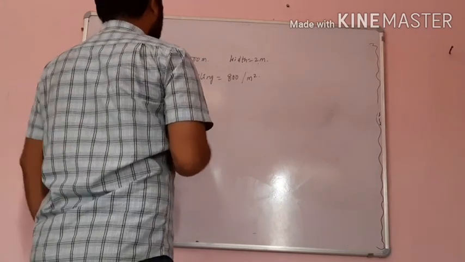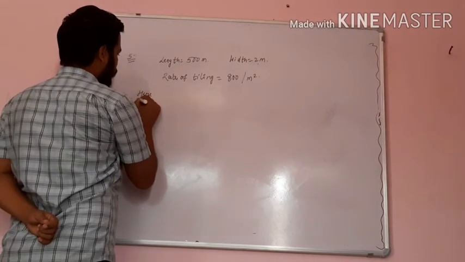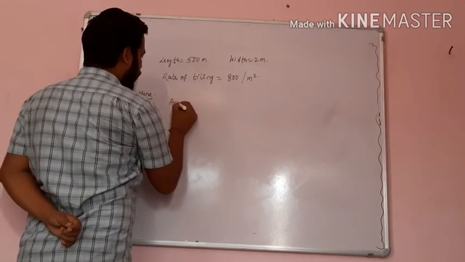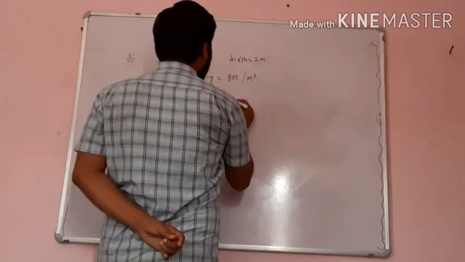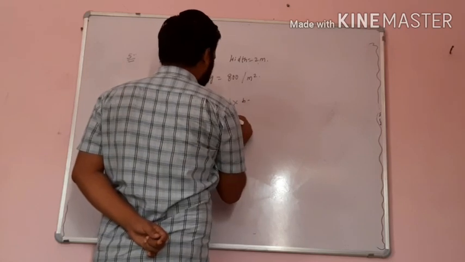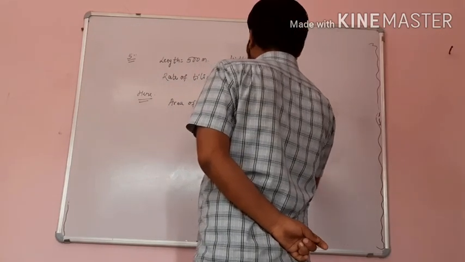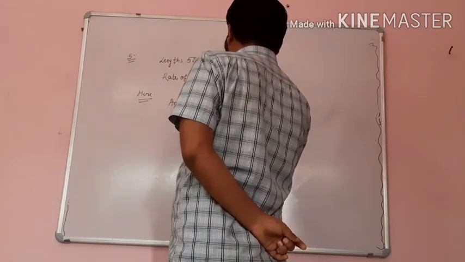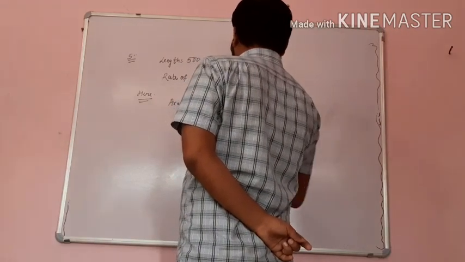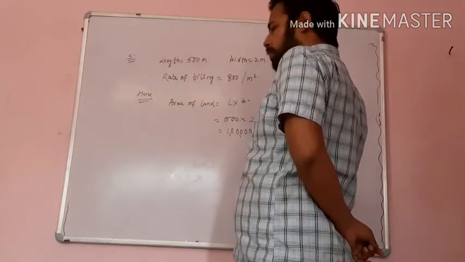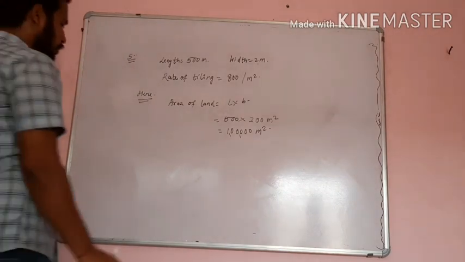See here, the area of the land will be L into B, 500 multiplied by 200 meter square. When we multiply, we will get 1 lakh meter square.